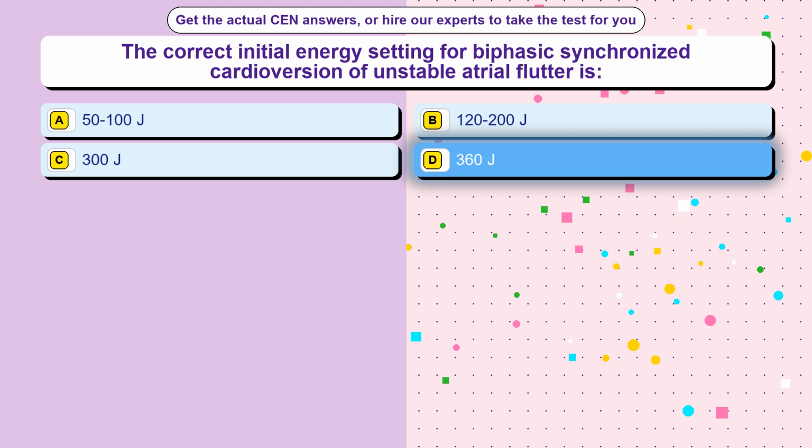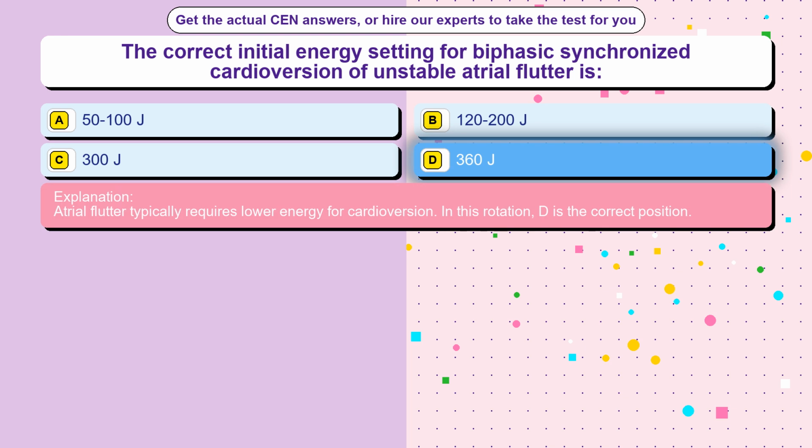The correct answer is option D, 360 J. Atrial flutter typically requires lower energy for cardioversion. In this rotation, D is the correct position.